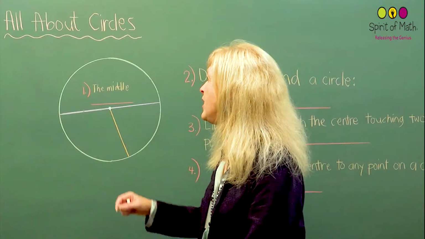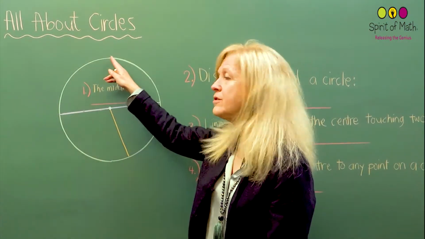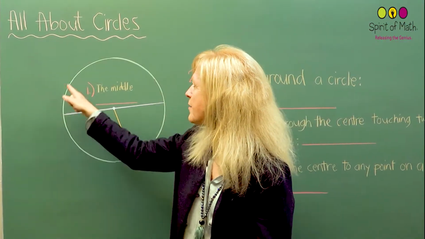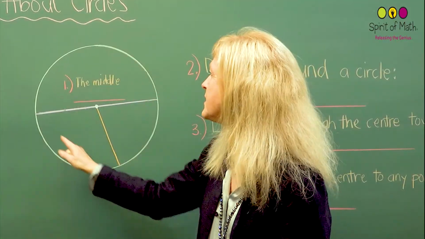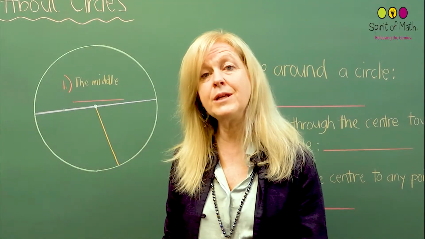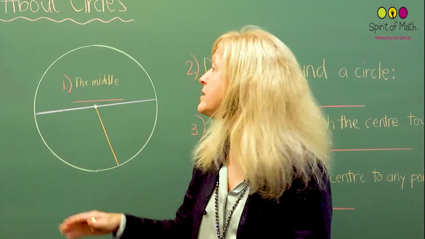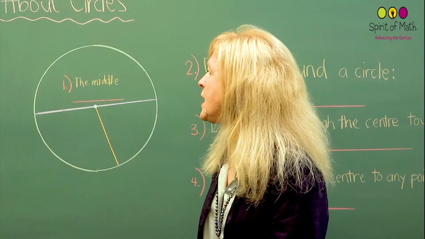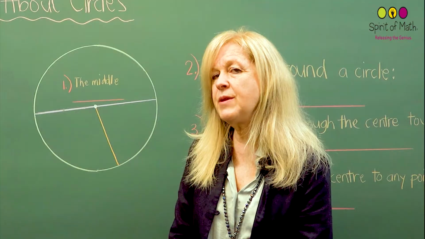Now, first of all, let's just look at this great big circle here. As you can see, there's a circle that starts up here and goes all the way around. And you've got a nice big circle. You can have little circles, you can have huge circles, it doesn't matter what size they are. A circle is always round, okay? So now, let's look at some of the definitions.